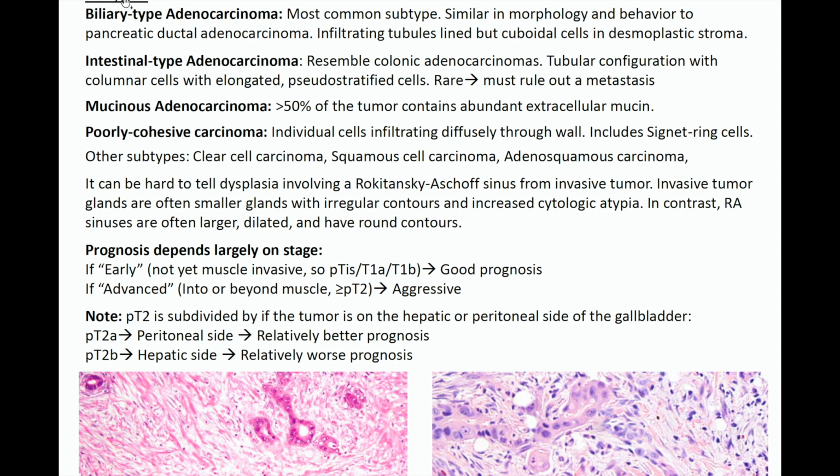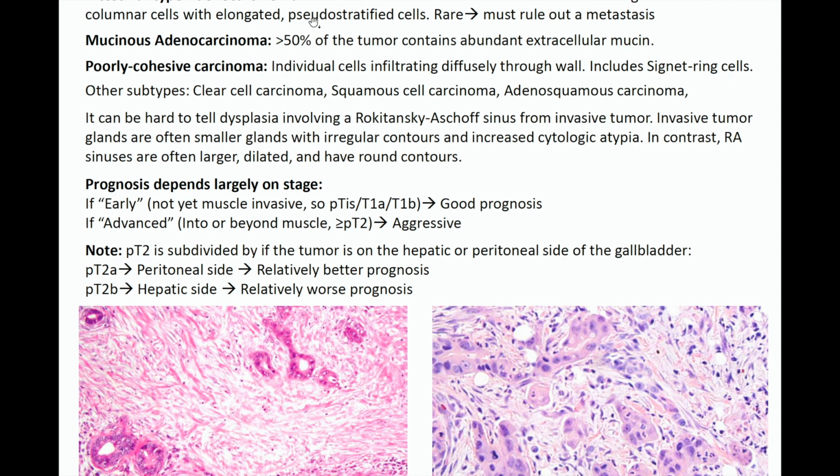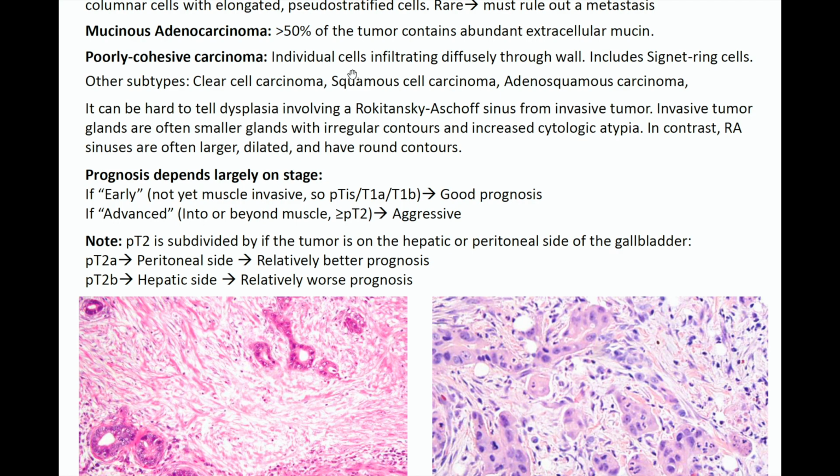So you can have biliary type adenocarcinoma, which is the most common subtype, similar in morphology and behavior to pancreatic ductal adenocarcinoma. There are infiltrating tubules lined by cuboidal cells in the desmoplastic stroma. And there's also intestinal type adenocarcinoma, which resembles colonic adenocarcinoma with tubular configuration with columnar cells with elongated pseudostratified nuclei, and rarely, but you must rule out a metastasis.